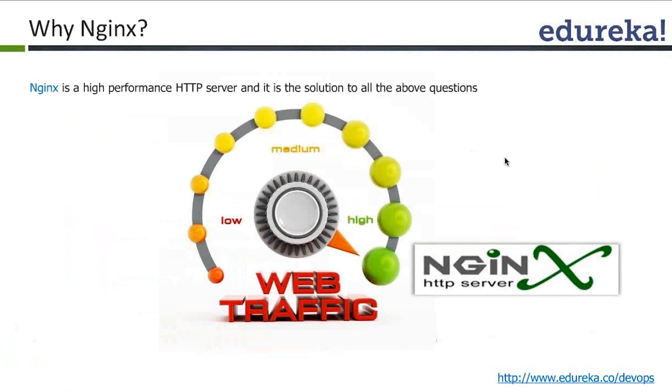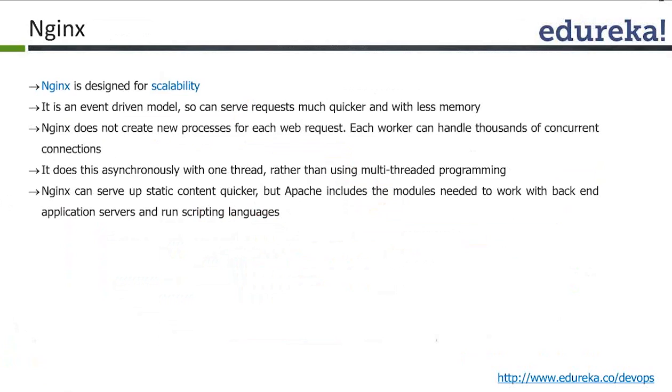Okay, so Nginx is a high performance HTTP server, and it is a solution to all of the above questions that were asked. Okay, and you know now how this whole architecture has been designed. It is designed for scalability, and that model which I talked about, where one server can handle many connections, is called your event driven model. So it can serve requests much quicker with lesser memory. Okay, that's the whole idea, and lesser memory, and also a lesser form of CPU processing.